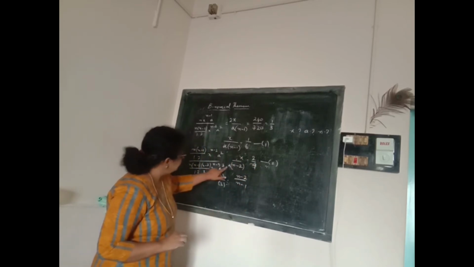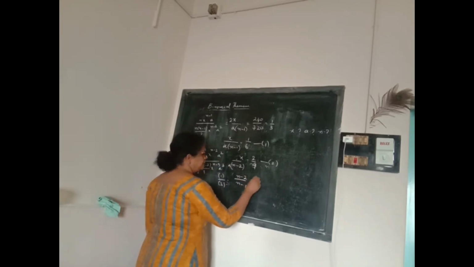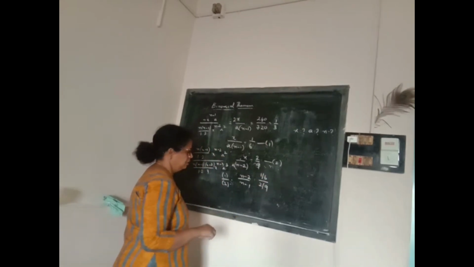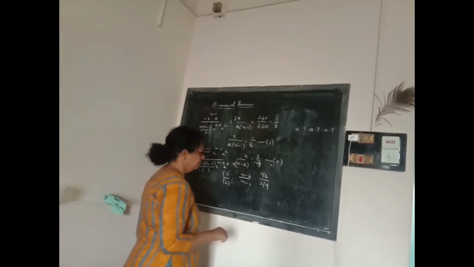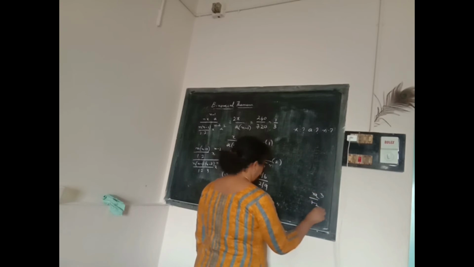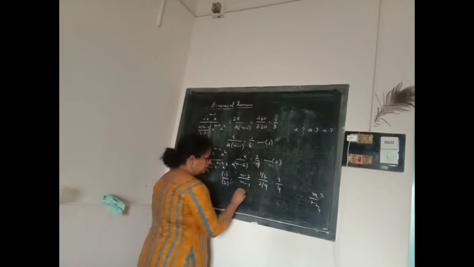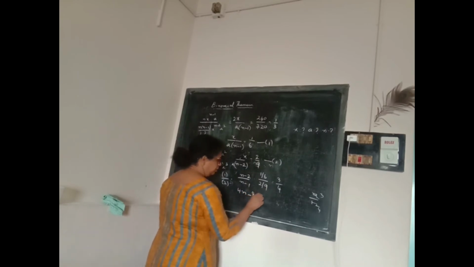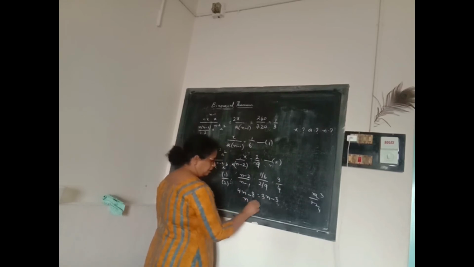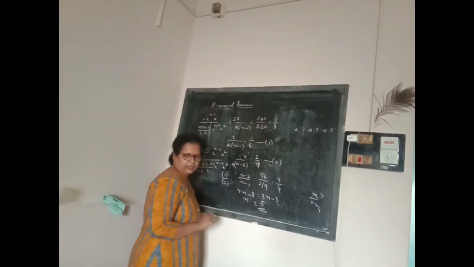So x cancel, a cancel, n minus 2 will go up, n minus 1 will remain here, and 1 by 6 by 2 by 9. So it is 9 by 12. Again 3 will go, so 3 by 4. Now cross multiply. So 4n minus 8 equal to 3n minus 3. 4n minus 3n, n equal to minus 3 plus 8. So it is 5. So we got the answer, n equal to 5.